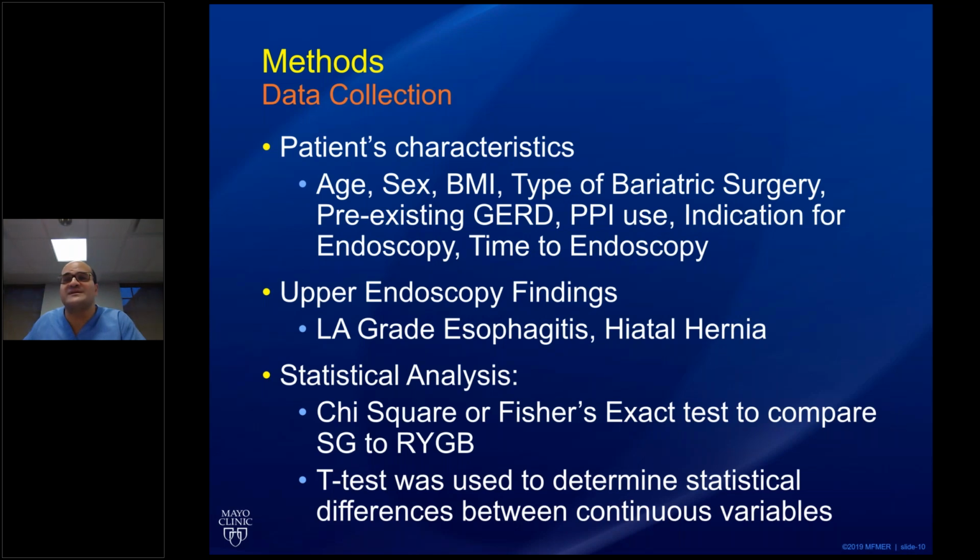So the primary outcome was the presence of esophagitis graded based on the LA grade criteria, from A and B being mild to moderate, and C and D being indicative of severe esophagitis. As I told you, then we collected information about the presence of hiatal hernia, because that's an important confounder in the anti-reflux story, as I showed you before.